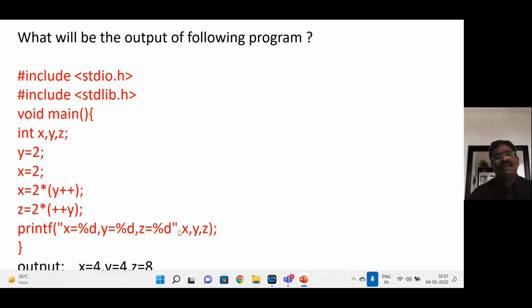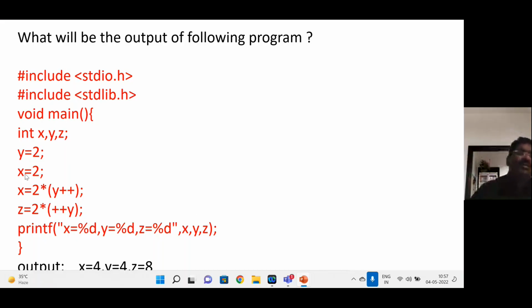Suppose here you see the x value, that is 2 into 2, that is 4. And what is the y value? 2 plus 1, that is 3, and then 3 plus 1 is 4, and z is equal to 2 into 4, that is 8. We are getting z is equal to 8. I think you understood that. Sorry, this explanation was done in a wrong way, but now I will explain the correct syntax.